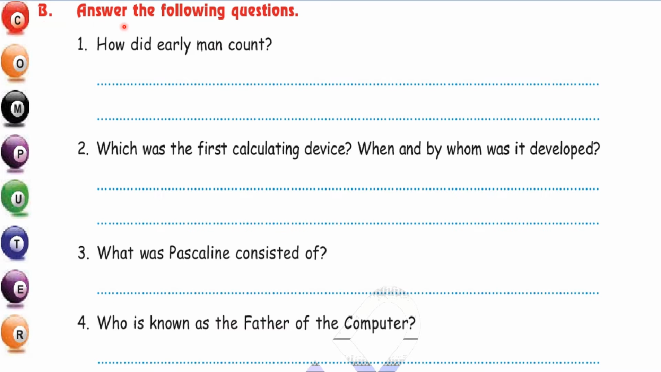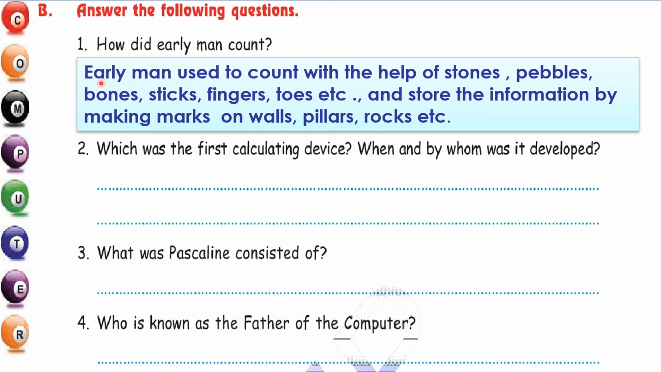Exercise B. Answer the following questions. Number 1. How did early man count? Early man used to count with the help of stones, pebbles, bones, sticks, fingers, toes, etc. and store the information by making marks on walls, pillars, rocks, etc.